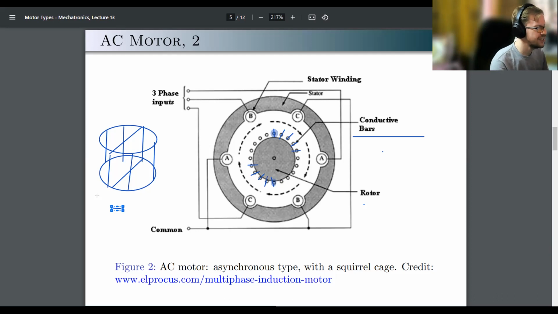Now, the reason we call it asynchronous is because this motor would always lag behind the phase. There would always be a little bit of a lag. Why is there a little bit of lag? Because for the current to be induced, you have to have a certain phase difference and so on and so forth. So we call it asynchronous motor. Whereas synchronous, you can imagine it being kind of locked in with your moving magnetic field.